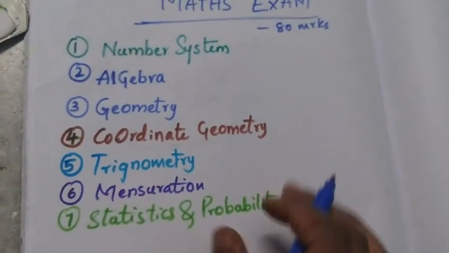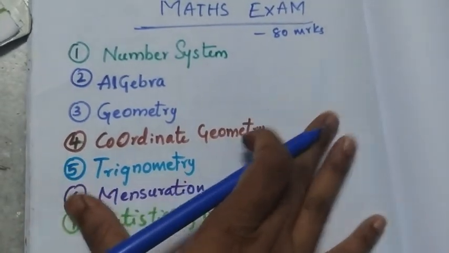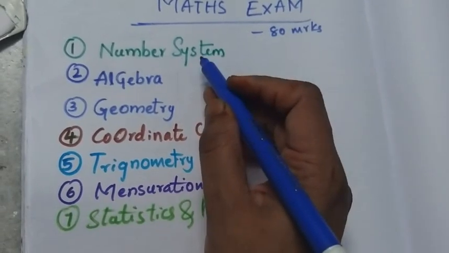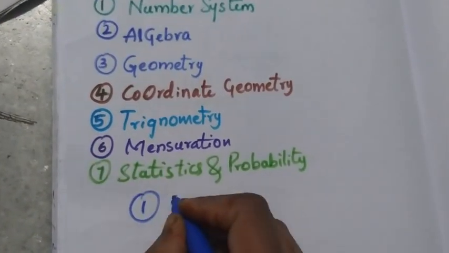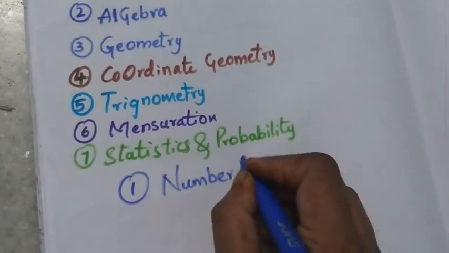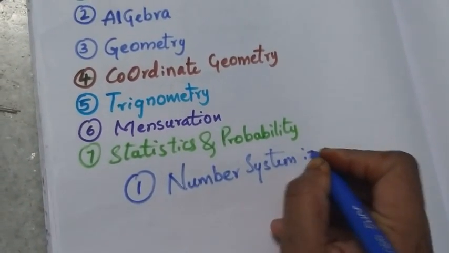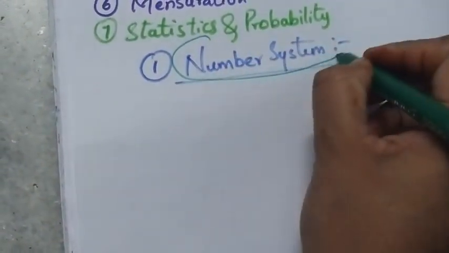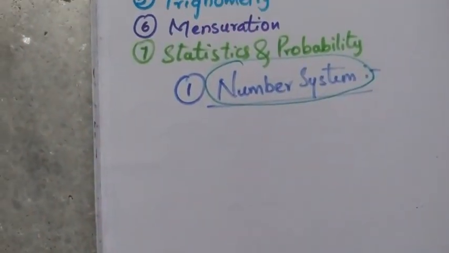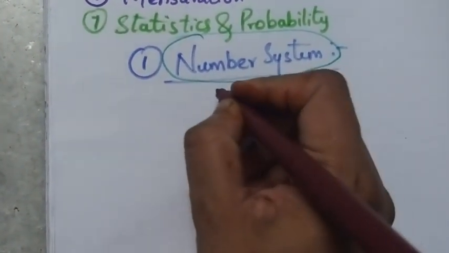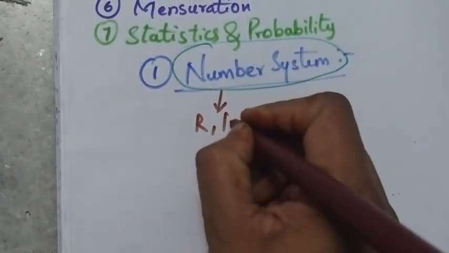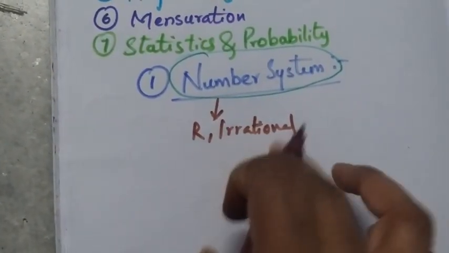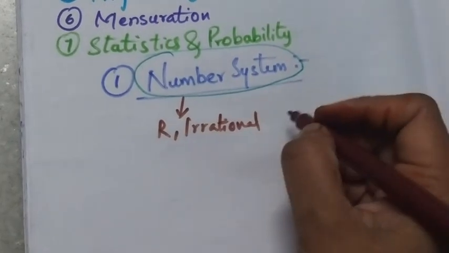Now, what we have to prepare in these topics, first of all we will go through them one by one, unit by unit. First we have number system. In number system, what are the important topics we have to learn, children? See here, in number system, more about rational numbers and irrational numbers. We have to study what rational and irrational numbers are.